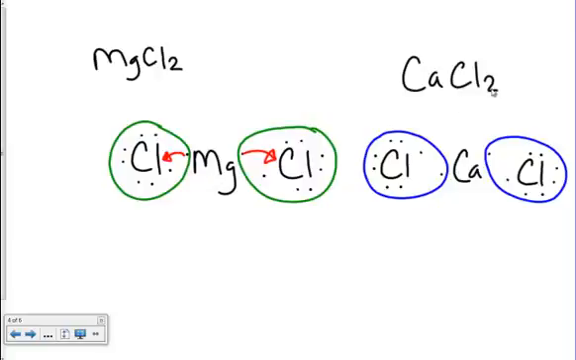Calcium chloride is another example. Calcium is at a +2, so both of its electrons get stolen by the chlorine atoms.